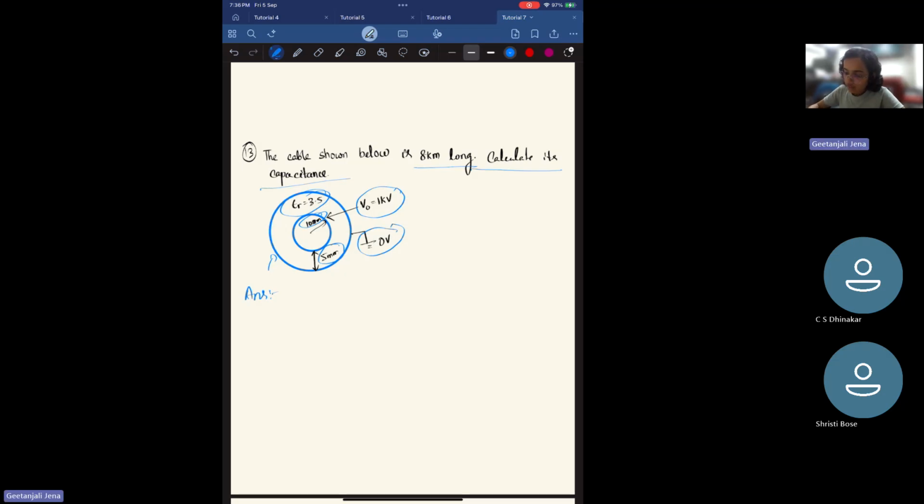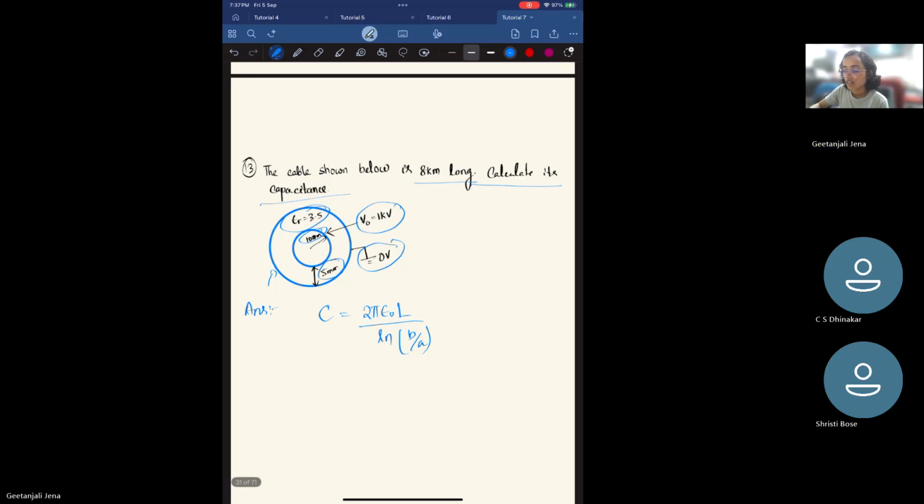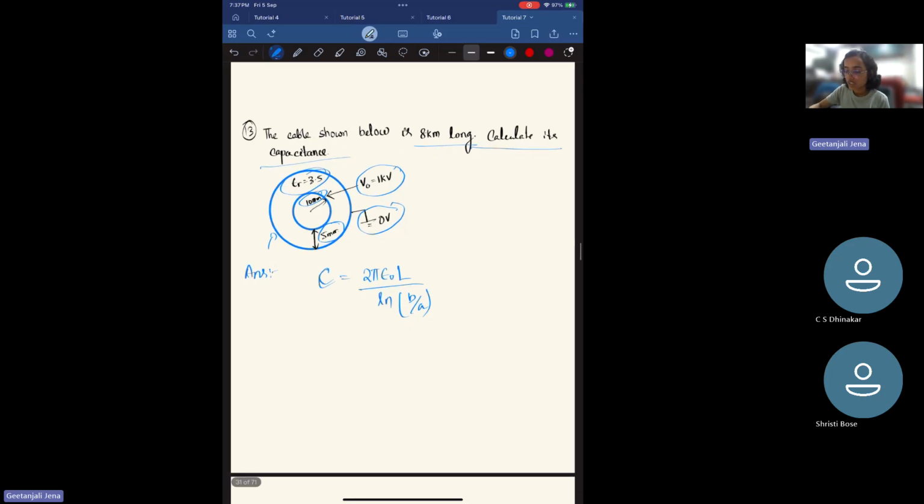So if you recall, we have seen capacitance is 2 pi epsilon naught L ln B by A, right? So this we have seen before. We have calculated the capacitance by taking the integration of the electric field, then finding out the potential, then from potential we have calculated what will be the capacitance. So the values are given here. For this case, this will be 2 pi epsilon naught L ln B by A.